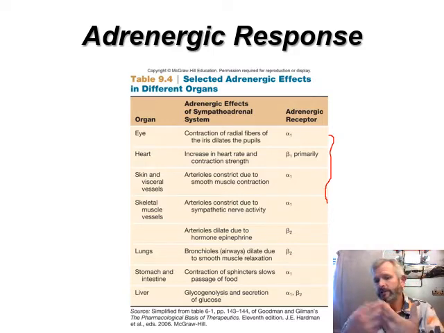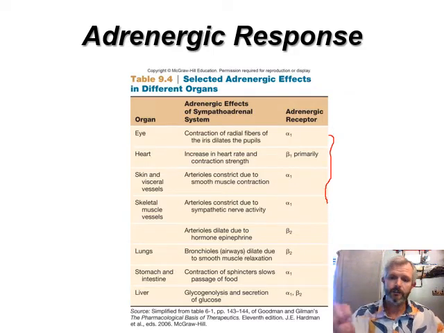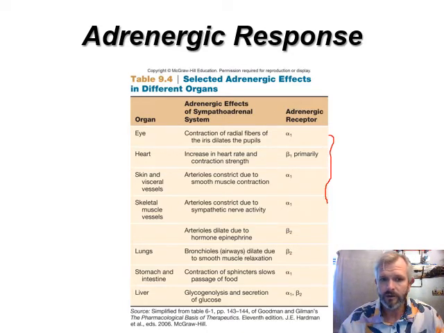And remember, at certain tissues, the sympathetic wants to activate or increase the activity, whereas at other tissues, it wants to decrease the activity. So something like our heart, what do we want to do? We want to increase our heart rate. What's that going to do? The beta-1 is going to increase heart rate.